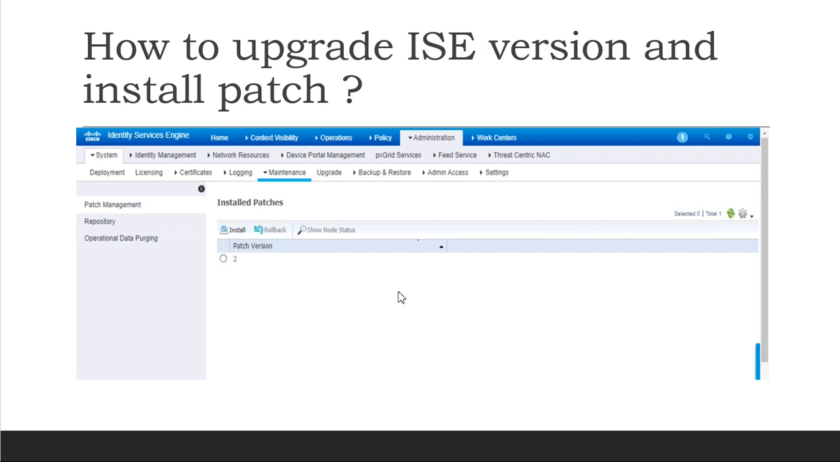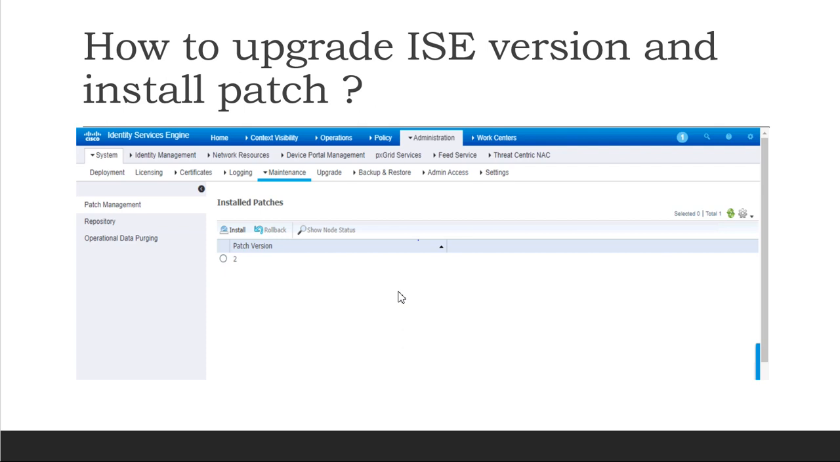How to install a patch on ISE, and why do we install a patch on ISE? While we have a Cisco ISE version, we might encounter some bugs, or we might encounter some issues with the ISE node. So patches will be released by Cisco, so that those bugs or those issues can be resolved with those patches.